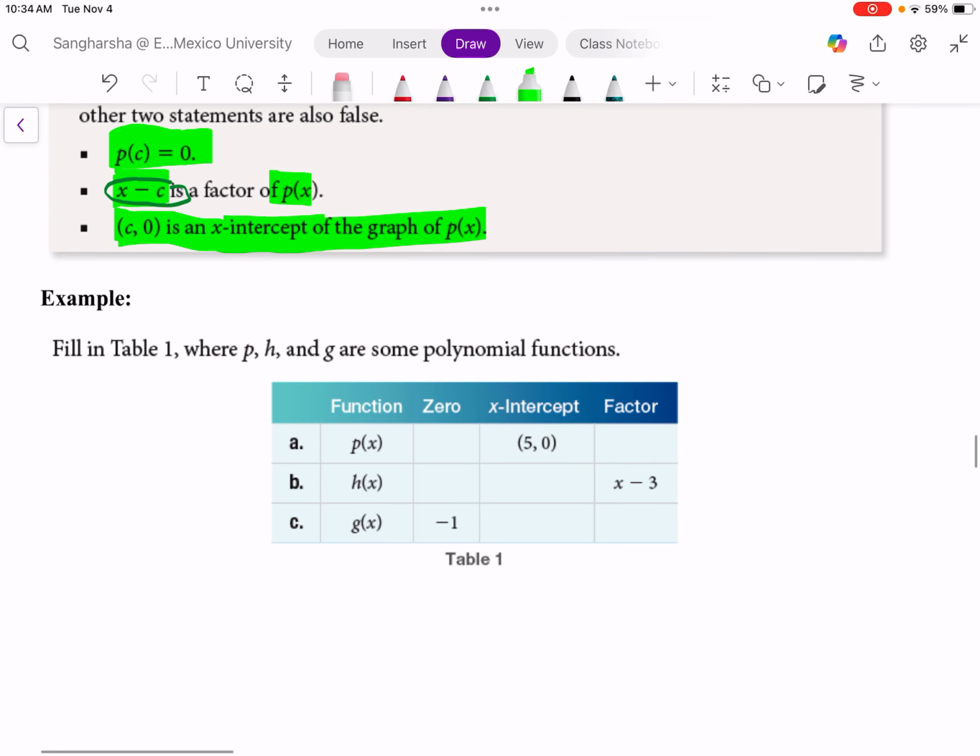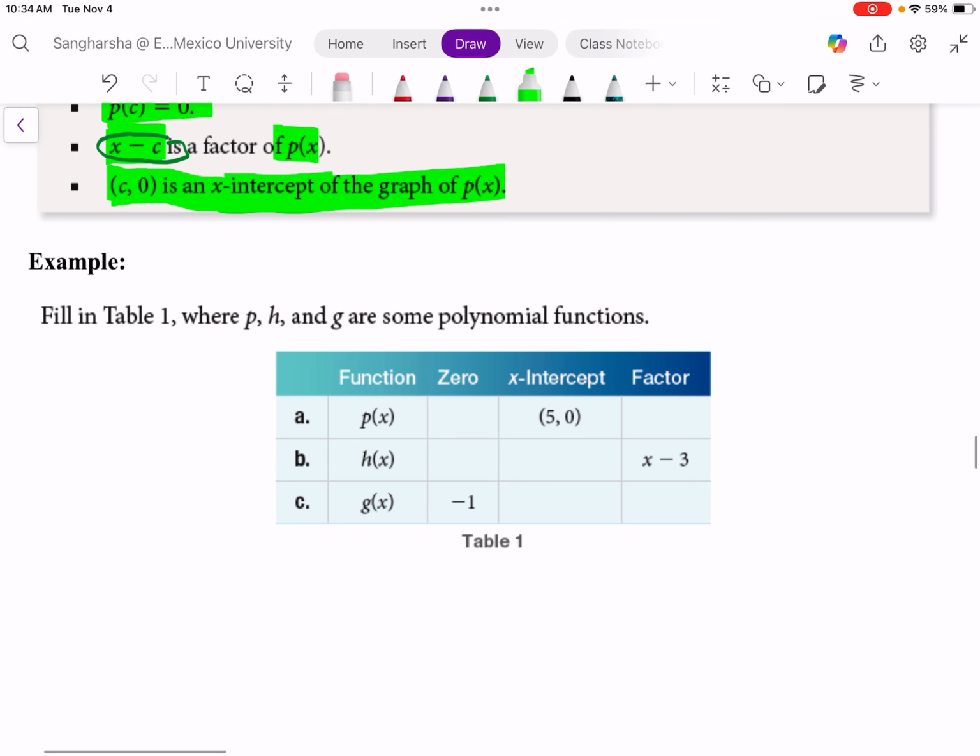So here we have the table to complete. We have a polynomial p of x, and we know the x-intercept for that polynomial function. Now can you tell me what is the 0 for that polynomial function p of x? It's 5, okay. So 5 is the 0. Now can you tell me one factor for that polynomial function? x minus 5. x minus 5 is a factor.